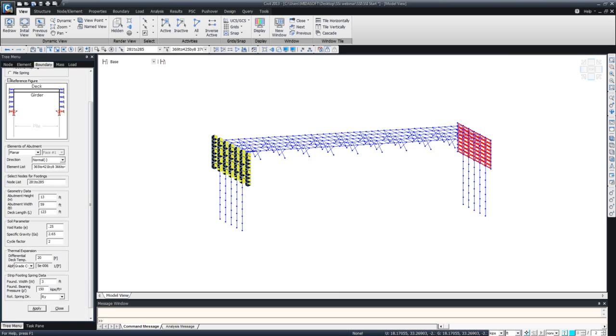So the people who are following me in this tutorial, please follow these steps and define the abutment springs for both the abutments in this model.